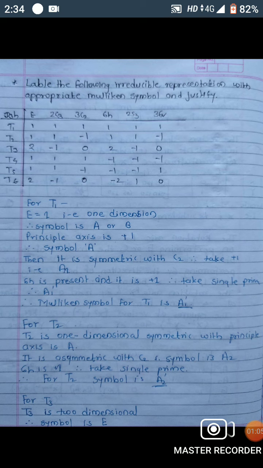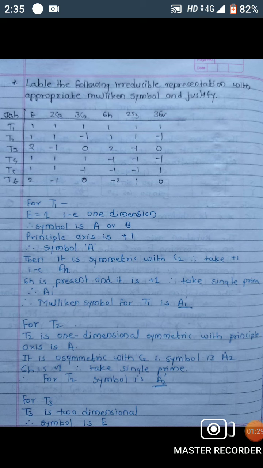Then here sigma h, the horizontal plane, is also present and it is symmetrical. T1 is symmetrical to that sigma h and therefore we take a single prime, and therefore the Mulliken symbol for the first irreducible representation is A1 single prime.